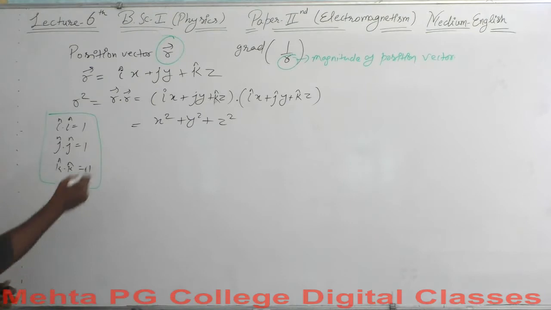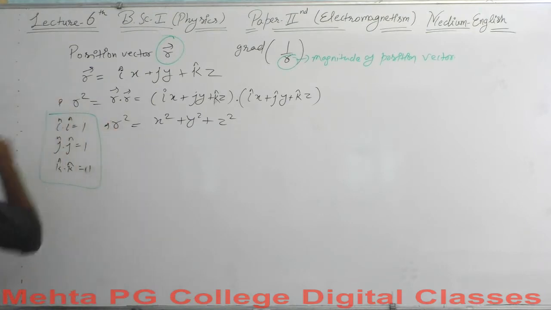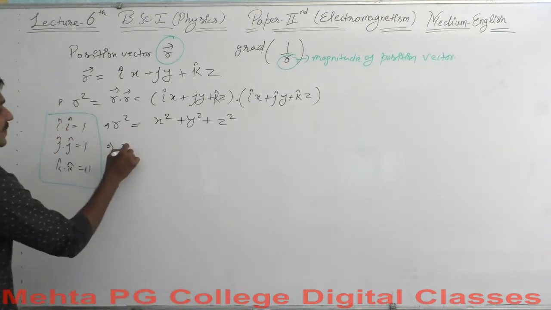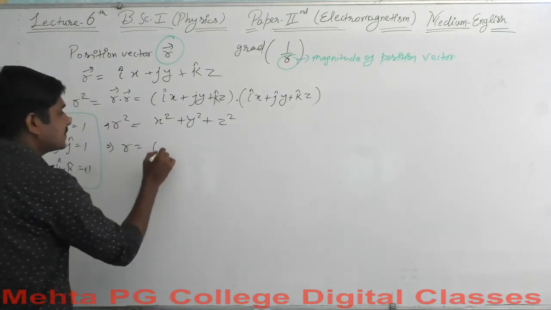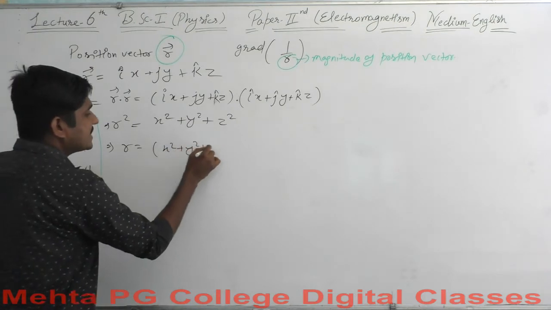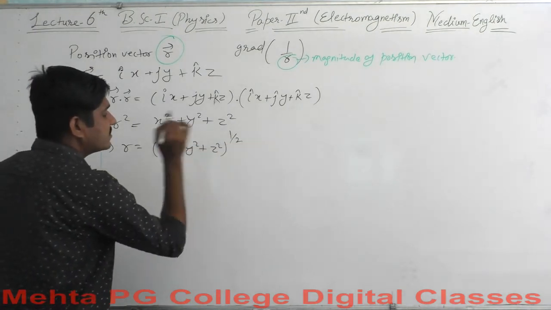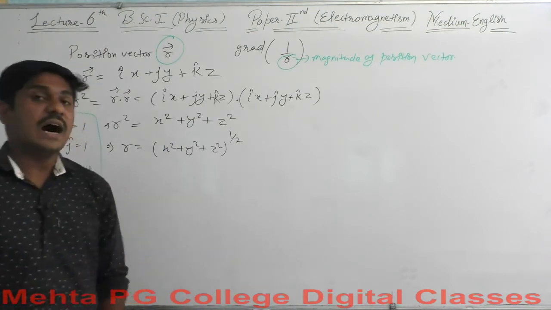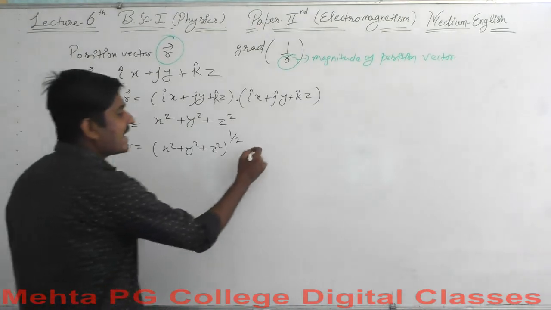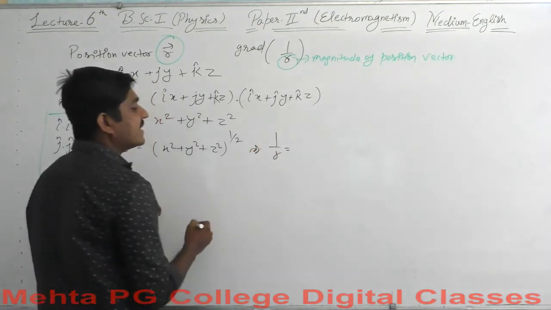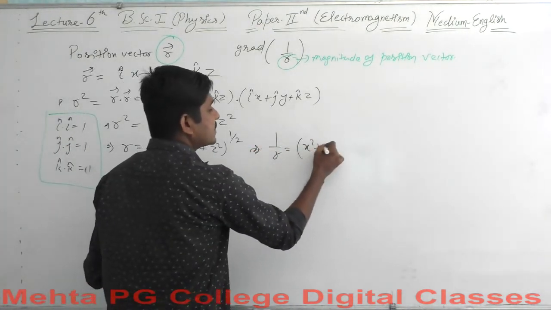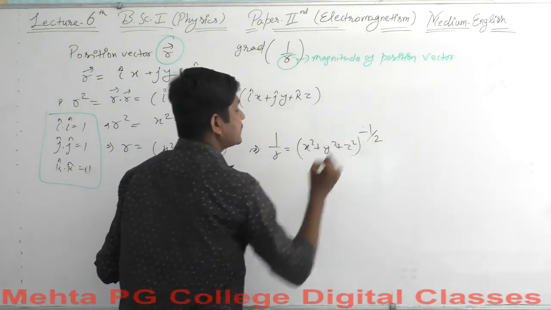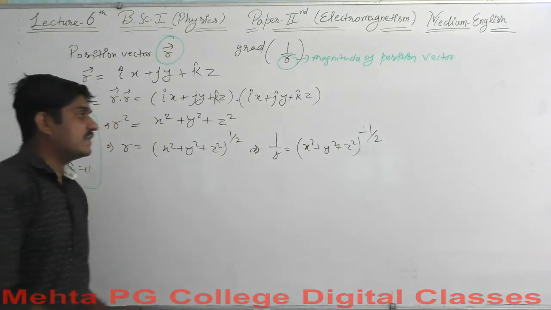This is the value for r square, but we need r, not r square. So simply r will equal x square plus y square plus z square, with the power 1 by 2. This will be the value of r. And what will be the value of 1 by r? The value of 1 by r will equal x square plus y square plus z square to the power minus 1 by 2. So the value of 1 by r is here.